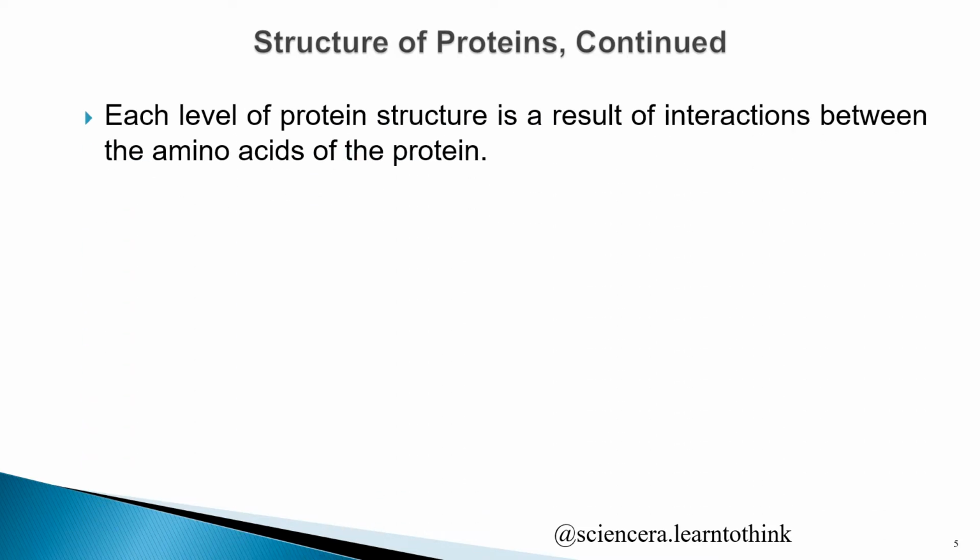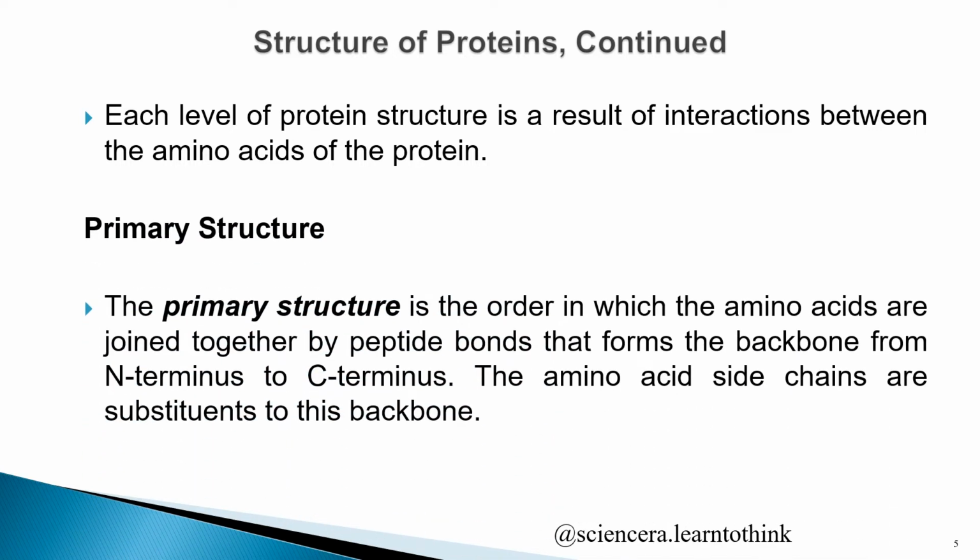Each level of protein structure is a result of interaction between amino acids of the protein. First is primary structure. Primary structure is the order in which the amino acids are joined together by peptide bonds that form the backbone from the N terminus to the C terminus. The amino acid side chains are subsequent to this backbone.